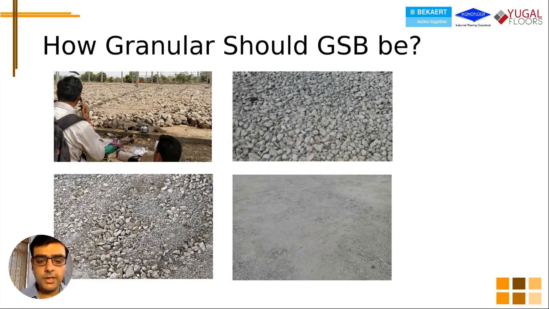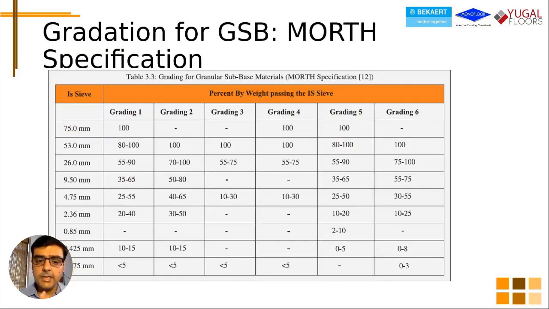All right. So how granular should the GSB be? What should be the stone size? How much sand should you have? These are pictures taken from 4 different sites, and I'll let you be the judge here. But the guideline uses tables from MoRTH to help you grade the GSB better. So there are about 6 gradations. You could use any one of these 6.